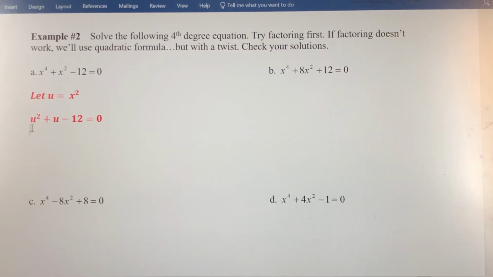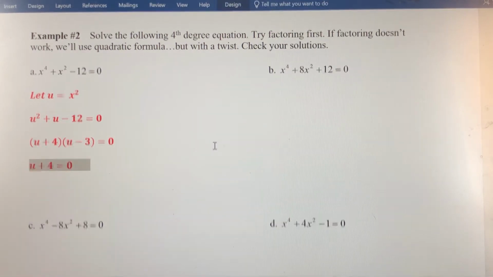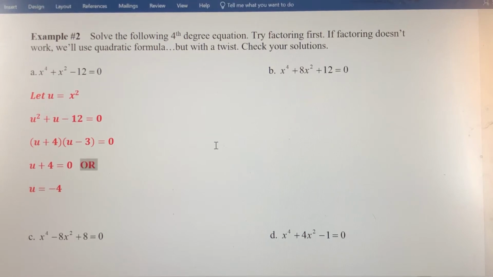Okay, so we've turned it into a quadratic equation for now. But remember, we're solving a fourth degree equation, so we're going to have to go back and do something at the end. We're going to have to undo this part right here, okay? So we can factor this. u squared plus u minus 12 is u plus 4 times u minus 3. Okay, zero product property, set both these factors equal to 0. So we get u equals negative 4, and we get u equals positive 3, okay?